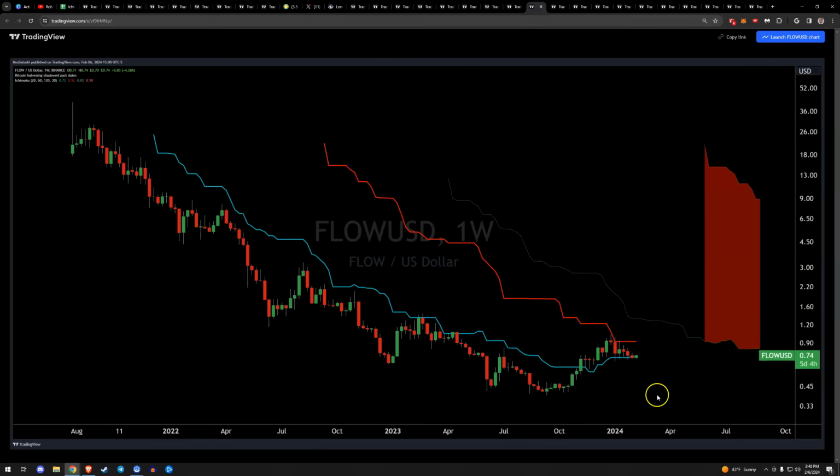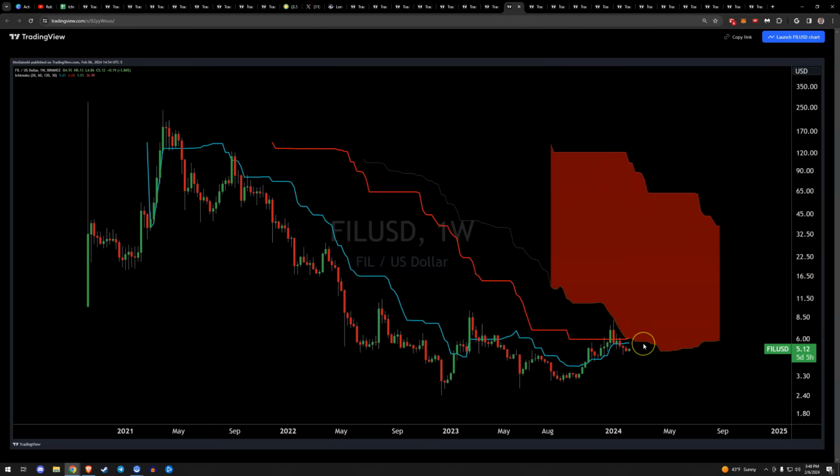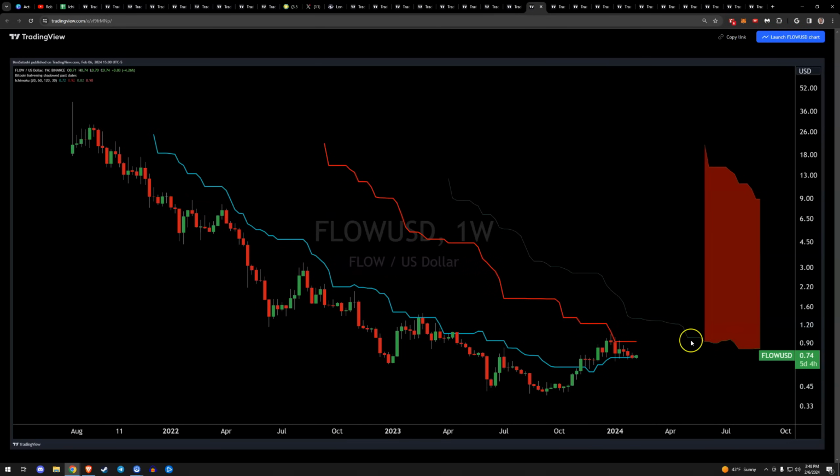Flow is another one. You know, this is an NFT chain, I believe. It needs tons of time. This needs probably 6 months. But again, the setup here is quite wild if this works out. So that's why it's worth watching. I wouldn't take this trade now. You know, Filecoin arguably is a better trade in the moment because it's closer to the weekly cloud. But this one's worth a watch.